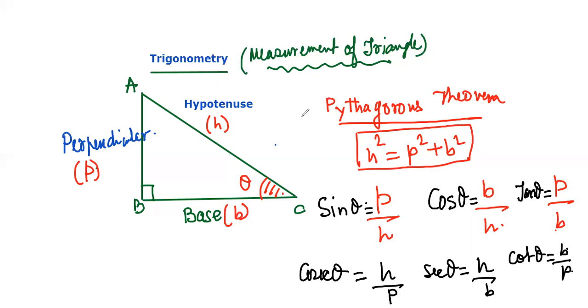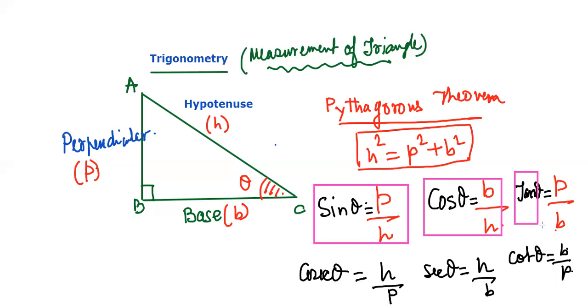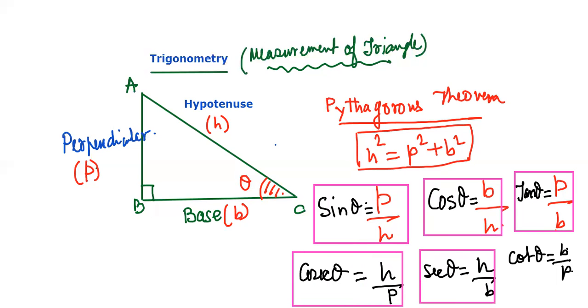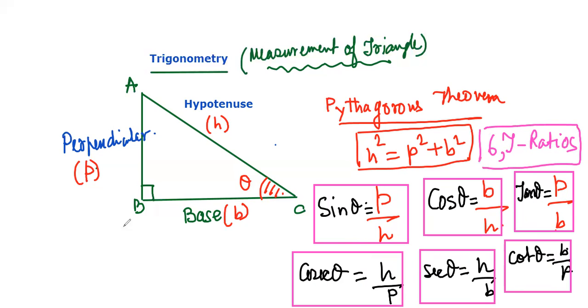So these are the 6 trigonometric ratios. So this is sine theta, this is cos theta, this is tan theta, this is your cosec theta, this is your sec theta, and this is your cot theta. So these are the 6 trigonometric ratios. We call it in short T ratios. I hope I'm clear to everybody. This is a very basic level of trigonometry I'm trying to teach.